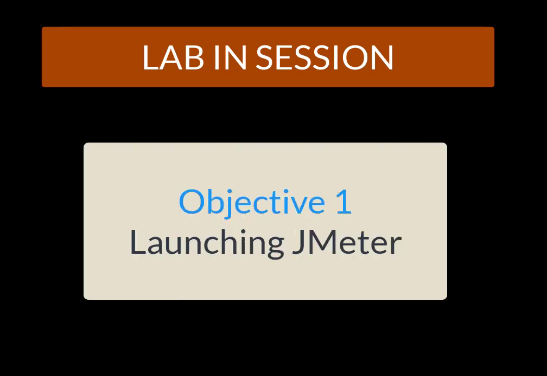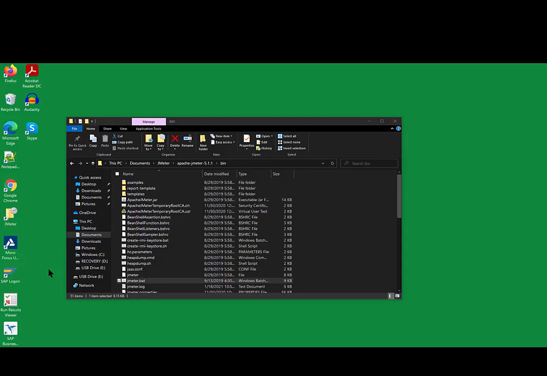Objective 1. Launching JMeter. Let's start with launching JMeter. It can be done in two ways. One is to go to the Windows Explorer and locate the bin directory for JMeter, and then locate jmeter.bat, double-click on that file, and the launch will occur.